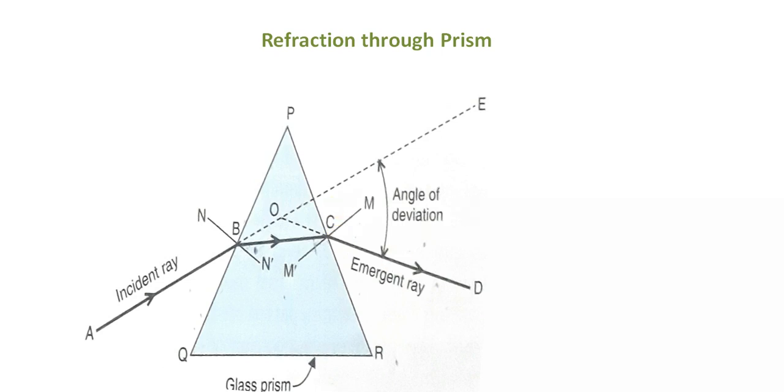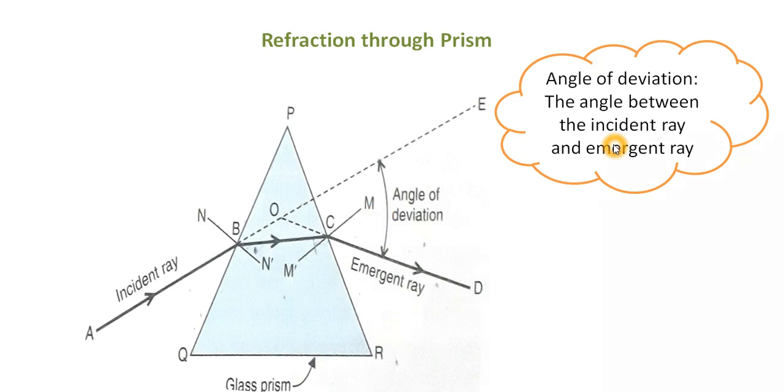Now, here the angle between the incident ray and the emergent ray is called the angle of deviation. So, the angle of deviation is nothing but the angle between the incident ray and the emergent ray. Okay. So it's because of this peculiar shape of the prism that the emergent ray bends with respect to the incident ray. This was all about the refraction through a prism.